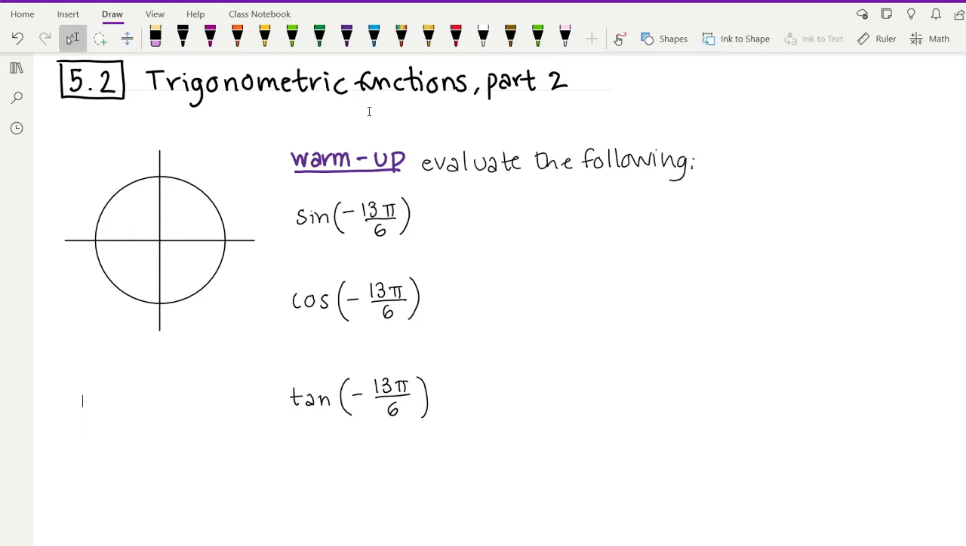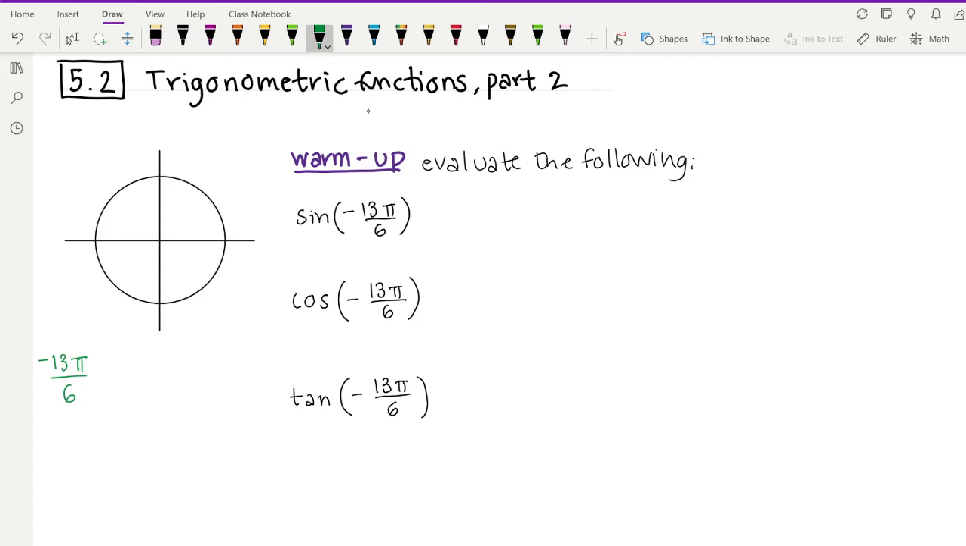So you want to evaluate sine, cosine, and tangent of the angle negative 13 pi over 6. Okay, so how would we tackle this question? Well, remember that evaluating sine, cosine, and tangent of an angle basically comes down to finding the terminal point of that angle. And so the first thing we need to do is figure out, where is this angle on the unit circle? And then that will help us to determine its terminal point.